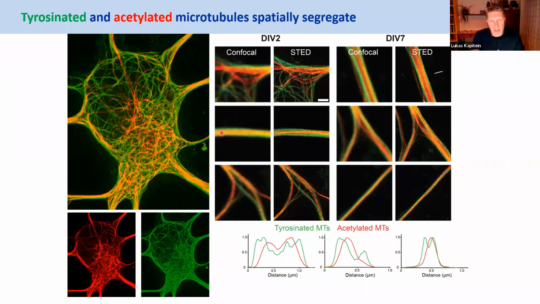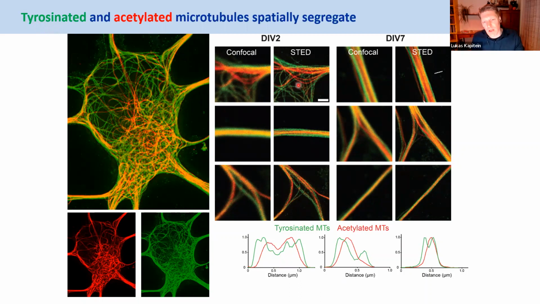So here you see this illustrated. In red, you see acetylated microtubules. These are long-lived microtubules that are stable and have acquired this modification called acetylation. And then tyrosinated microtubules. These are microtubules that have freshly polymerized, and here their C-terminal tyrosine has not yet been cleaved off, because detyrosination is the modification that happens on polymerized microtubules.